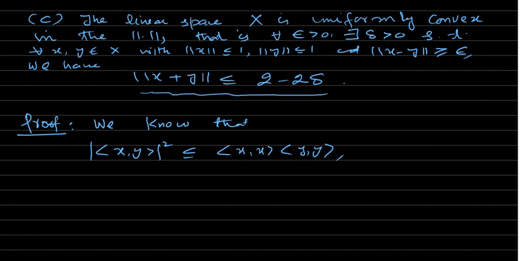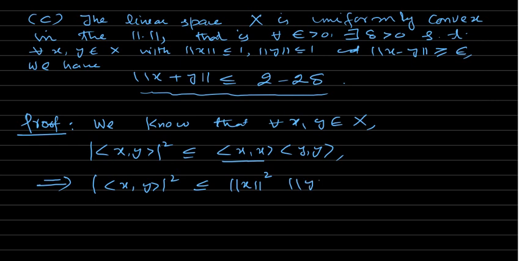We know that this holds for all x, y belonging to X, which means that mod of inner product of x, y squared is less or equal to, but this is by definition norm x squared, because we know that norm x is the square root of inner product of x with x. So it's norm x squared, and this is norm y squared, right? So let's take the square root on both sides, and because everything is positive here, we get mod of inner product x, y is less or equal to norm x and norm y.